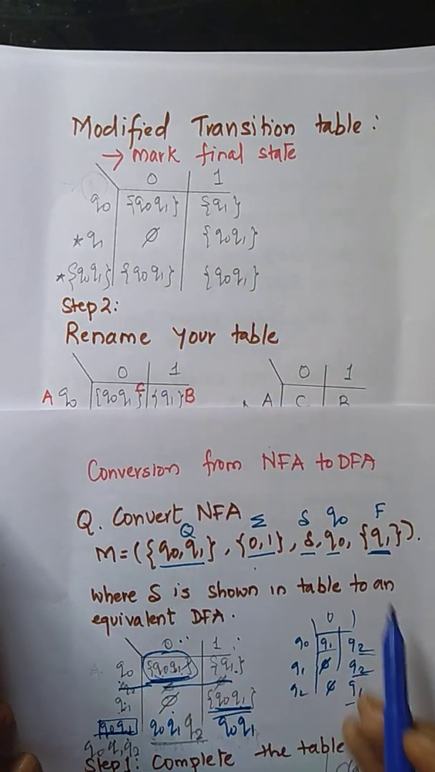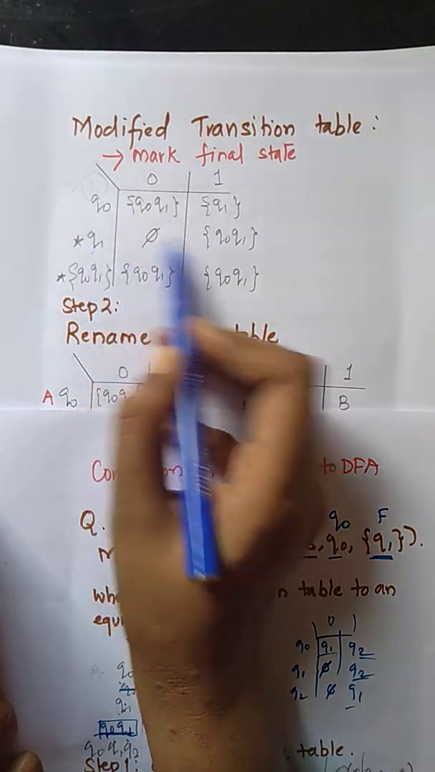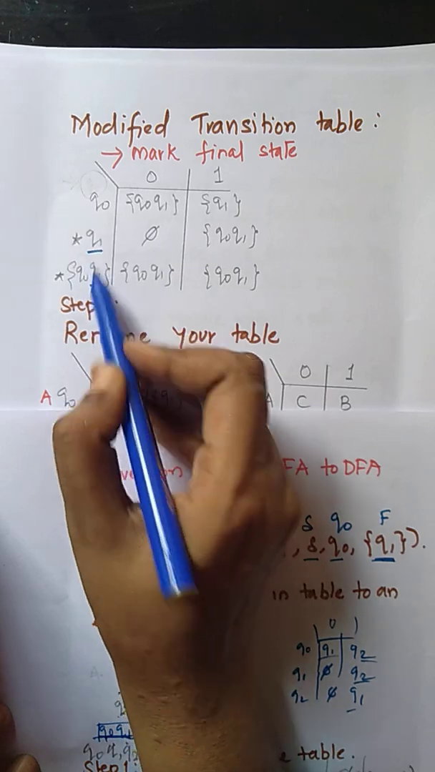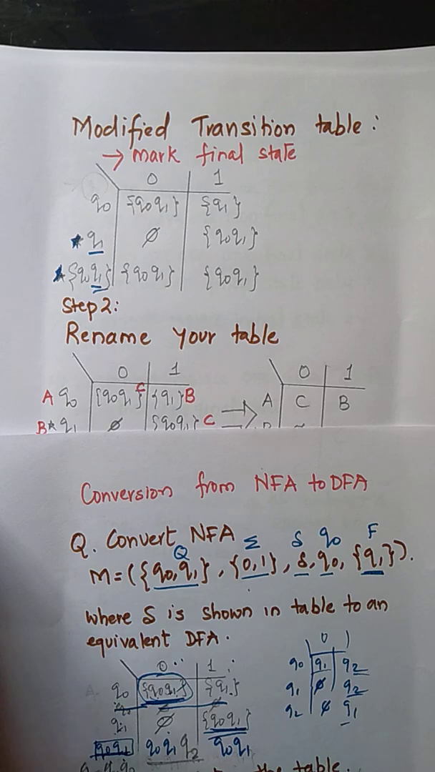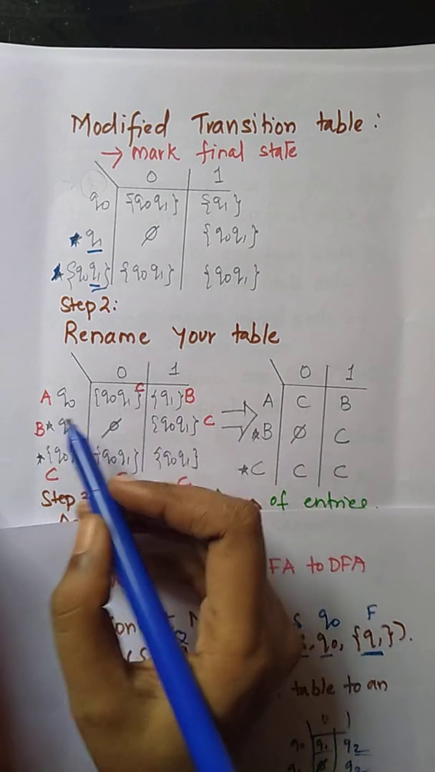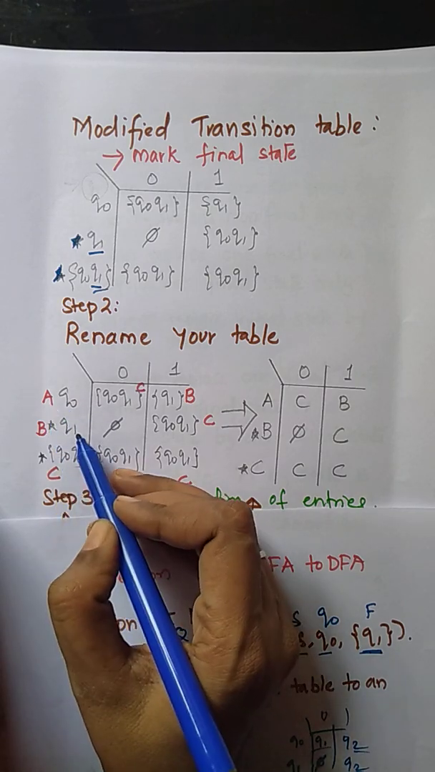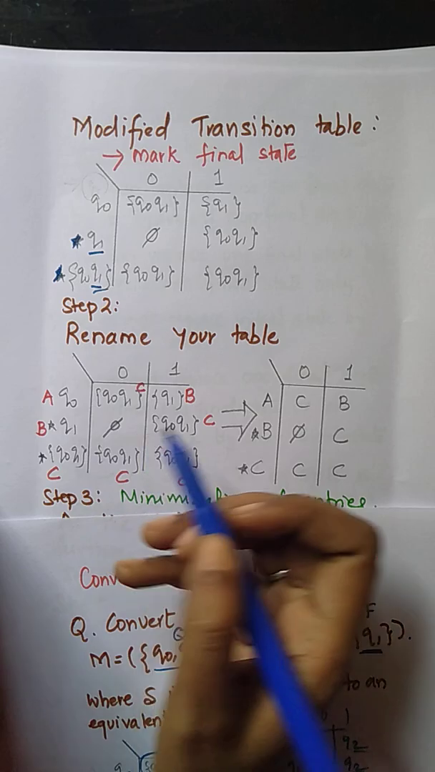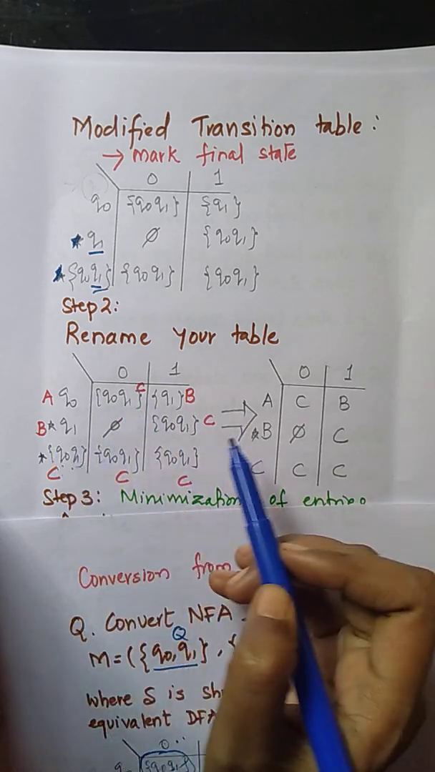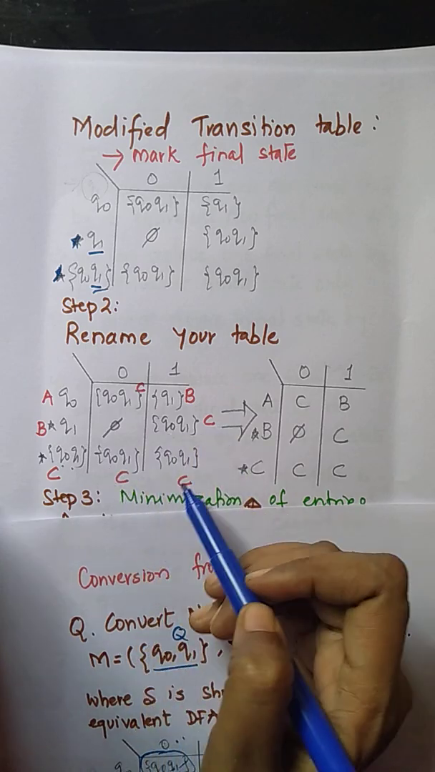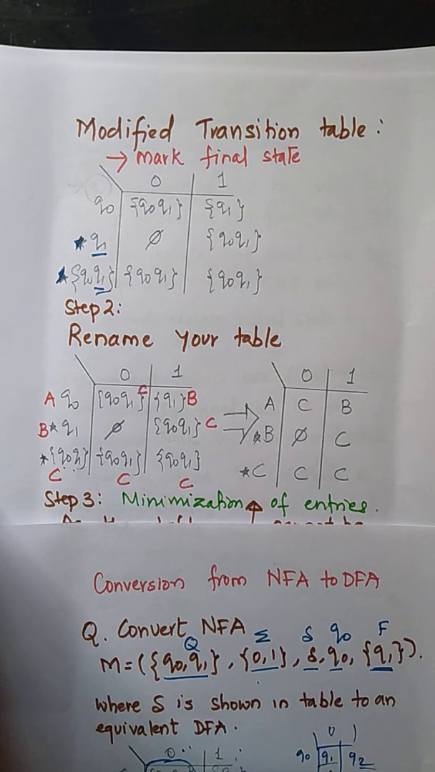Now the next step is to mark the final state. The final state is Q1. So whenever we find Q1 in a row, it will be marked as the final state. What will be the second step? We are going to rename the table. Renaming means we give a single letter name to each state. So Q0 will be A, Q1 will be B, Q0 Q1 will be C. Wherever we find Q0 Q1, it will be replaced by C, Q1 by B, and Q0 Q1 again by C. This is how we got the next table after renaming.